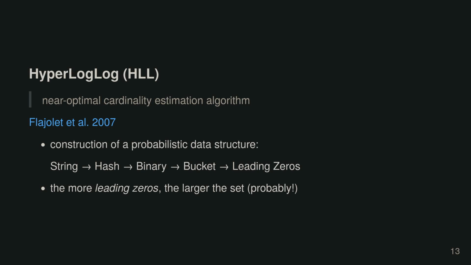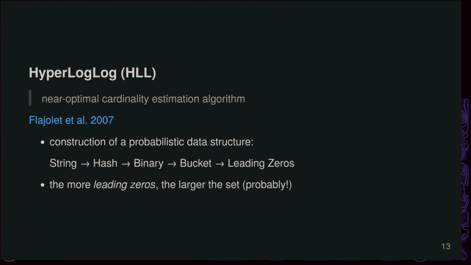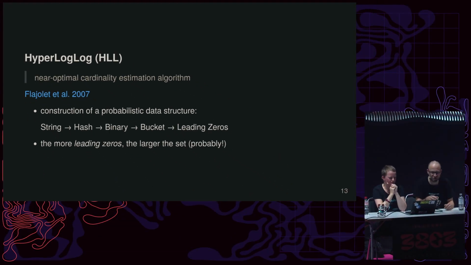The construction of such a probabilistic data structure goes like this. You take the string, which would be the case ID, and you build a hash from it. The hash function makes the hash equally distributed over the characters. From that hash, you take the binary representation and split it into smaller sets called buckets, and from those buckets, you count the number of leading zeros. Then you only store the highest number of leading zeros.